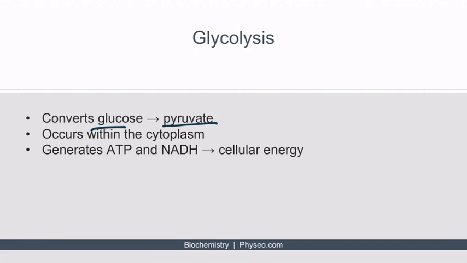It's important to know that this pathway occurs within the cytoplasm of cells, and the end result is the production of cellular energy. This is achieved through the production of two important molecules, adenosine triphosphate, or ATP, and nicotinamide adenine dinucleotide, or NAD. When NAD is bound to a hydrogen molecule, it's called NADH.